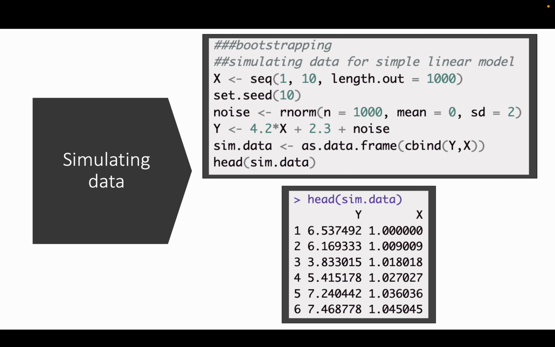Once the data from the previous slide is simulated, we can look at the head of the data, which is the first 6 observations, and observe the x and y variables. We can always also observe the tail of the data to look at the last 6 observations. So here the x variable ranges from 1 to 10, while the y variable is constructed to be a function of x and random noise.